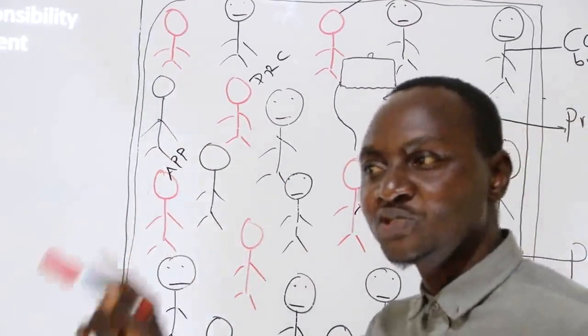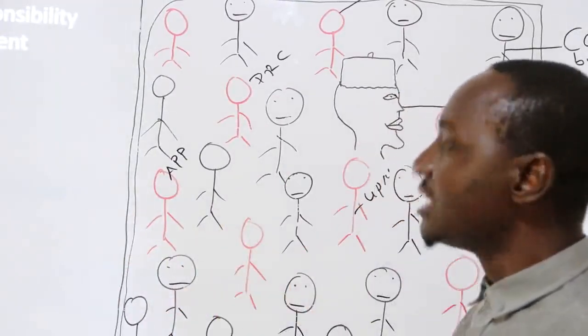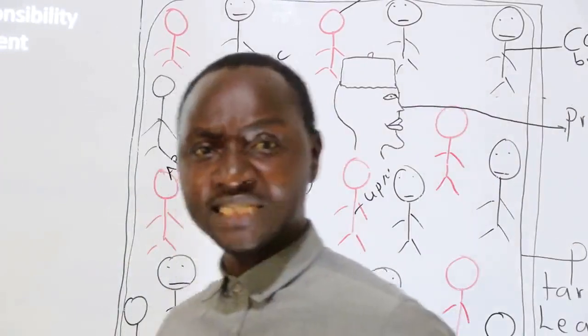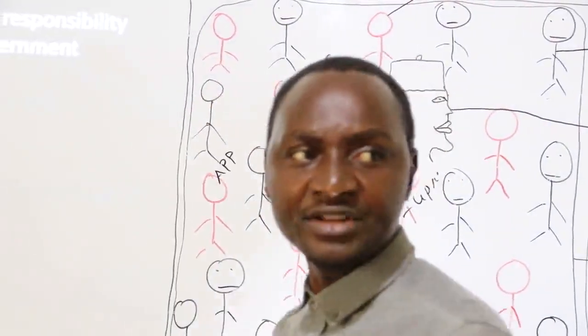If one does something that is good, it's everybody. If one does something that is wrong, it's everybody. That is what we call collective responsibility. But in the presidential system of government, we don't have collective responsibility. We have individual responsibility.